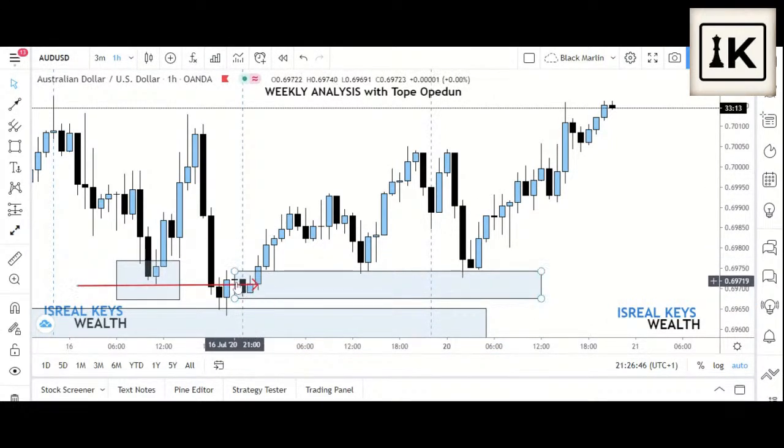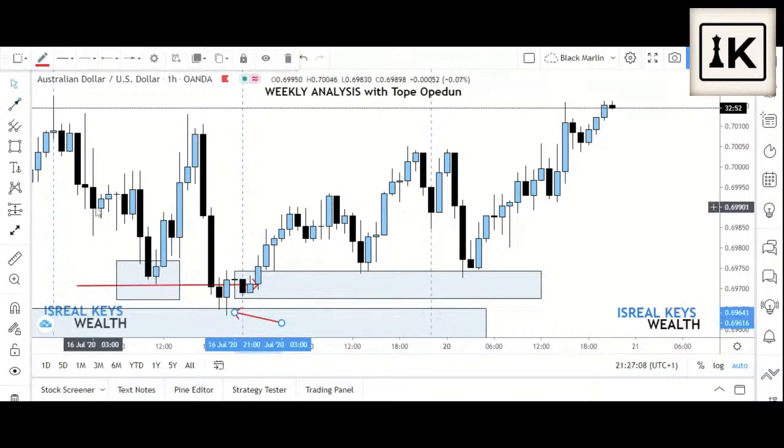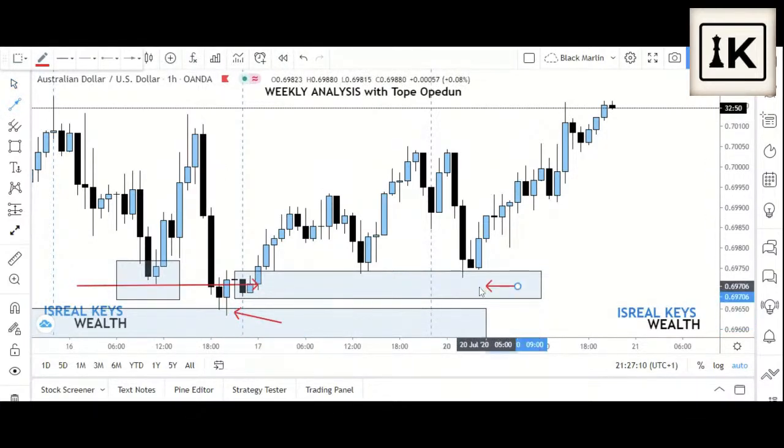Okay, so you'll have been able to get in here again because this candle, this move down, stop hunted this intermediate low into this order block. This would have been another entry opportunity. So the first entry would have been here and the second would have been there. So two entry opportunities for you.